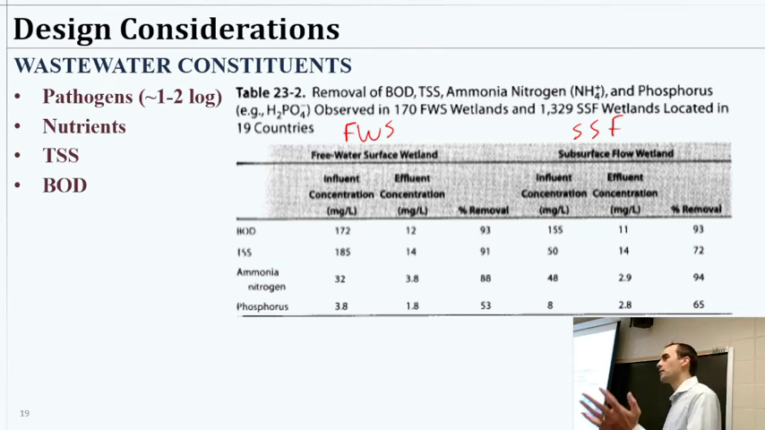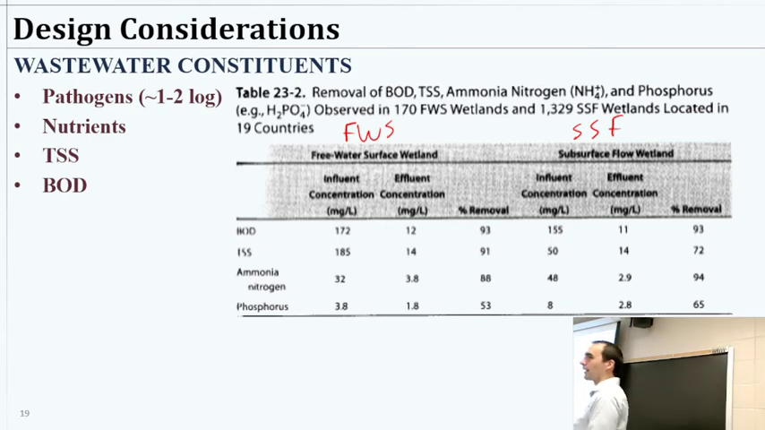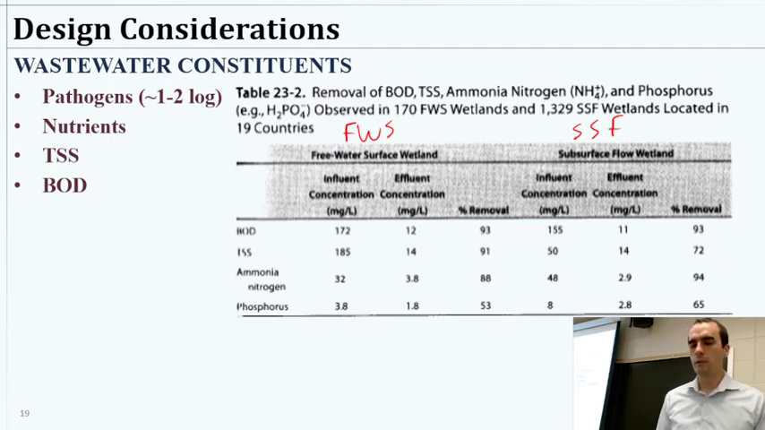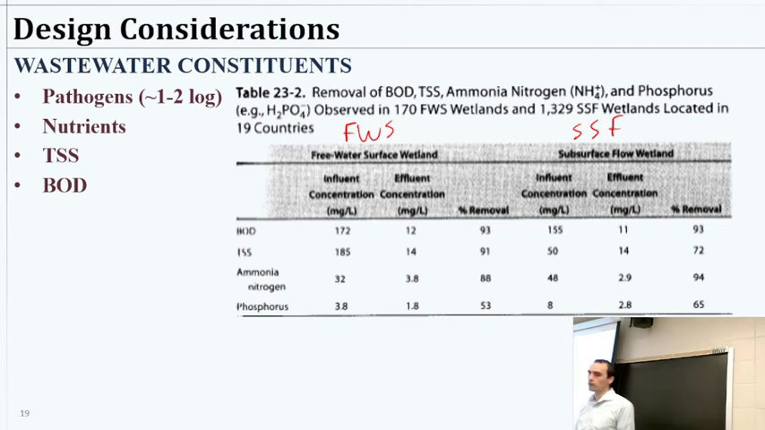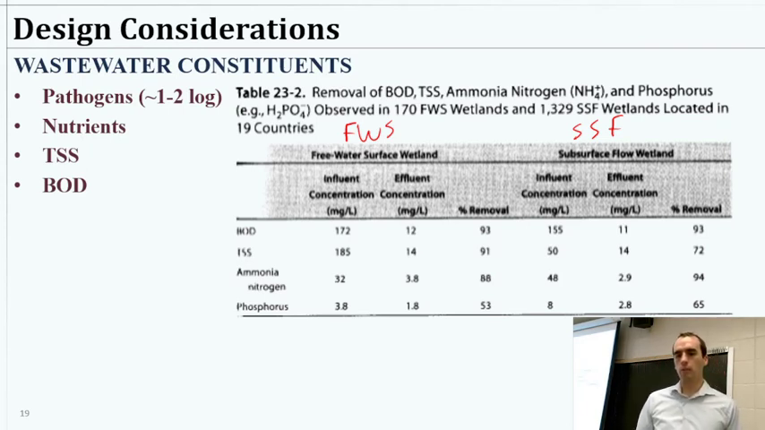So first of all, pathogens we expect to be reduced, and not necessarily killed, but just sort of removed. Maybe physical processes where they get stuck to things, maybe they're outcompeted by other organisms that end up preying on the pathogen species. But we can expect 99% of them to be removed. Decent removal, certainly not something you'd want to be drinking afterwards or anything like that. Nutrients should do a pretty good job removing nutrients, total suspended solids, and of course biological oxygen demand.